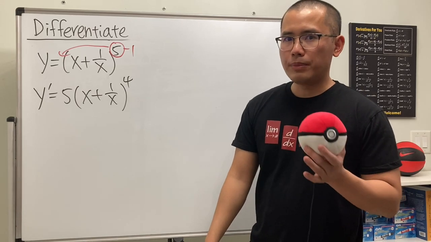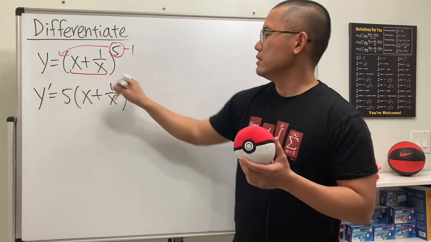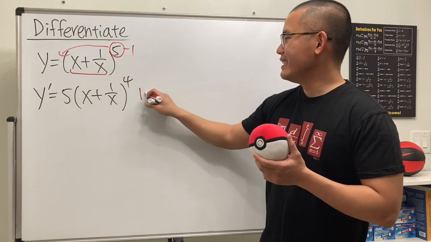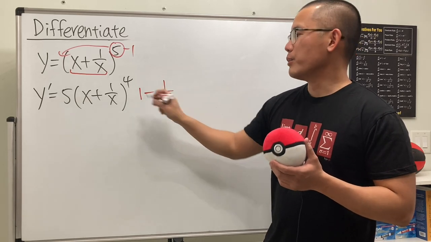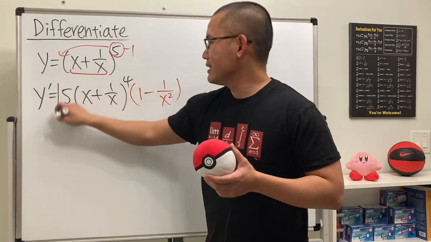And then we continue by using the chain rule, because the derivative of x is 1, and the derivative of 1/x, well, is negative 1 over x squared. And because it has two terms, be sure to use parentheses like that. So that will be it, all right? That will be it.